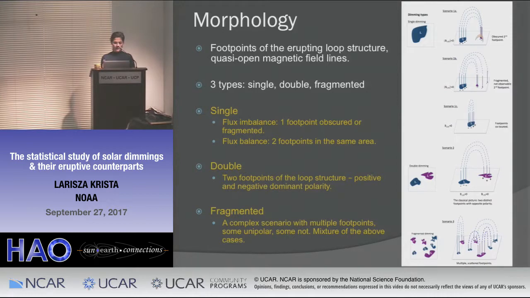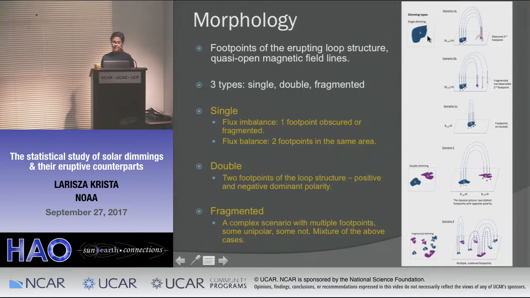Let's move on. So morphology, that is the last point I will talk about today. But to me, it's a very interesting topic. So why do dimmings look so different? I have a few thoughts on why. I combine morphology with the magnetic flux imbalance identified from HMI magnetograms. So there are three types, as I said previously: the single, double, and fragmented.